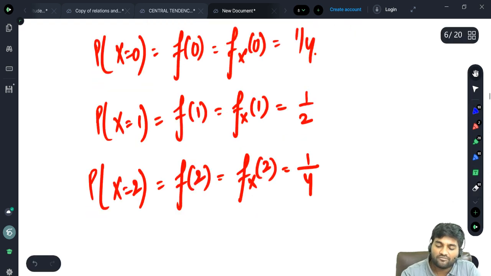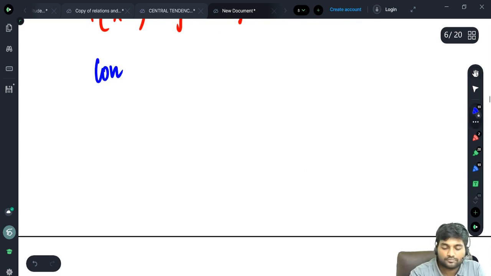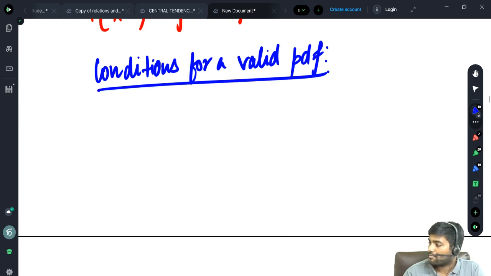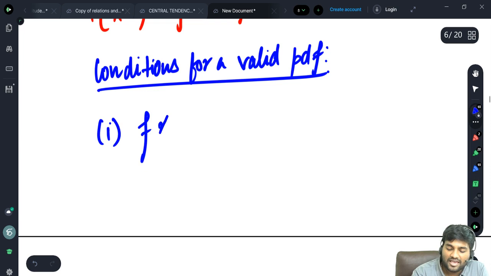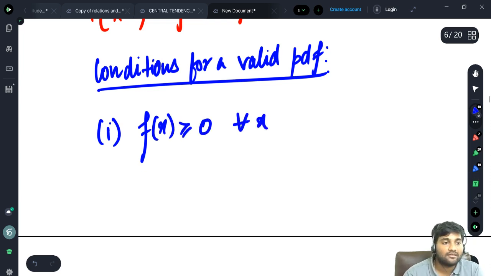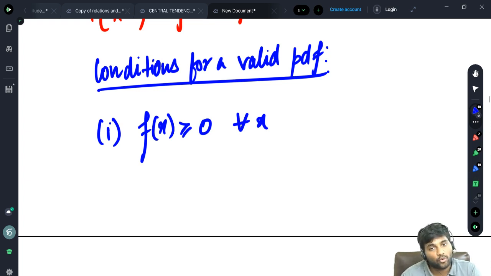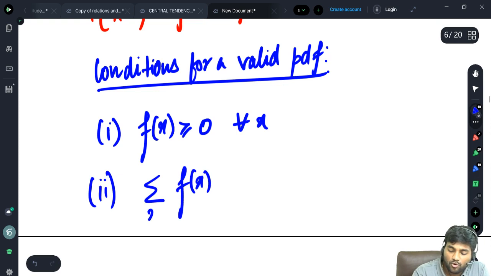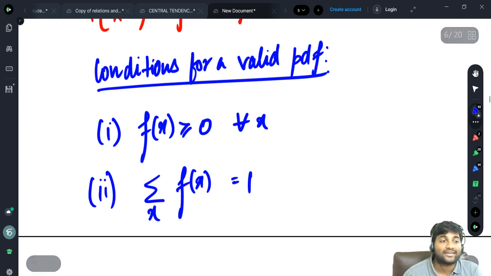Write down conditions for a valid PDF. Yes, X is in subscript. So conditions for a valid PDF. First is f(x) should be greater than or equal to 0 for all x. Why? Can probability be negative? The answer is no. And the second one is summation of f(x) over the range of x should be equal to 1, because total probability cannot exceed 1. So if these two conditions are satisfied, then we'll say that the PDF is a valid PDF. Okay.